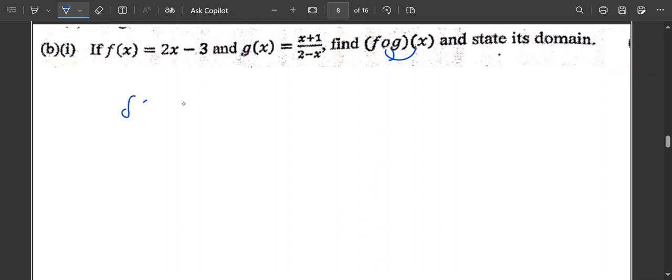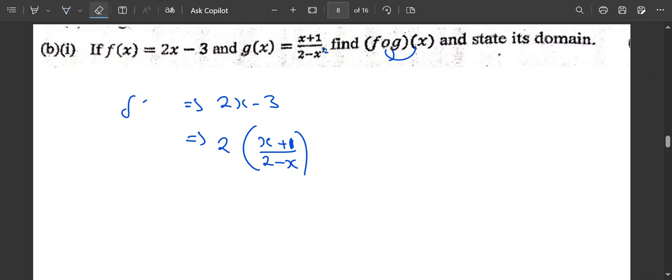Our f of x is equal to 2 times, minus 3, meaning that g of x is now being substituted inside. So wherever there's x, I'm putting g of x. So there will be x plus 1 over 2 minus x. So that's how I'm going to simplify this one. After simplifying this one, I'm sure this one should be squared, if I'm not mistaken. Let me check properly. Should be squared.